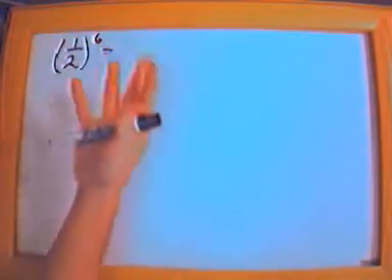1/2 to the 6th power. Now, I could write this out. I could say 1/2 times 1/2 times 1/2 times 1/2 times 1/2 times 1/2, 6 times, and I can multiply all that out, and I get the answer. Let's do it a slightly different way. This is an example of why it's useful.